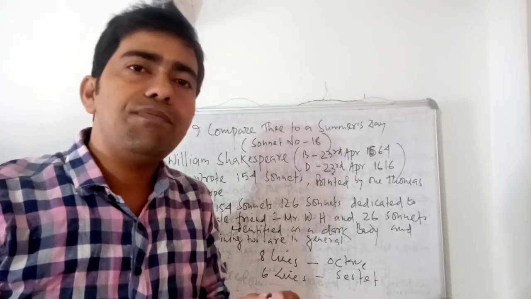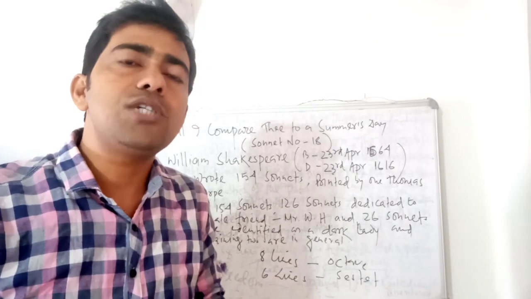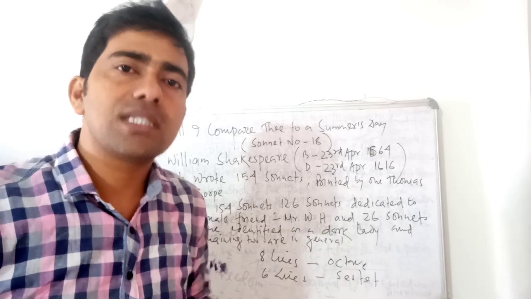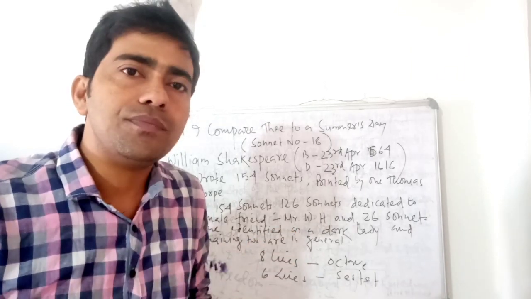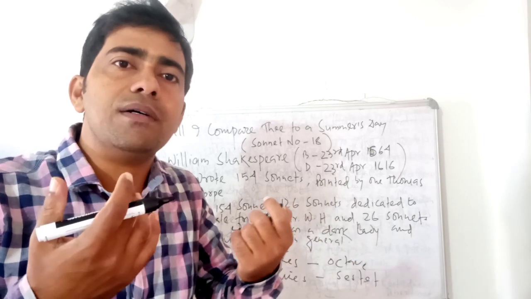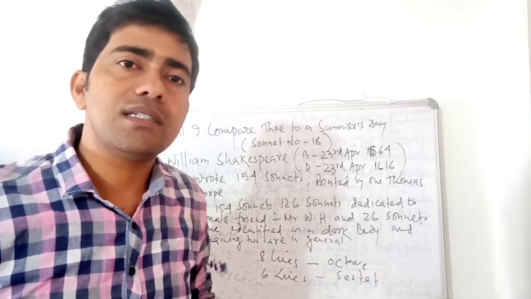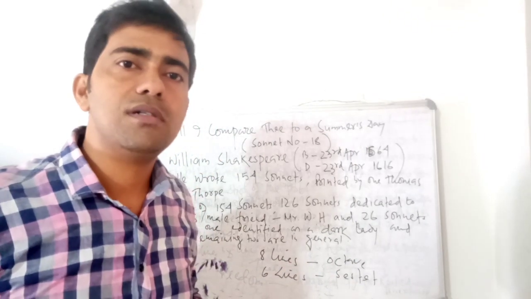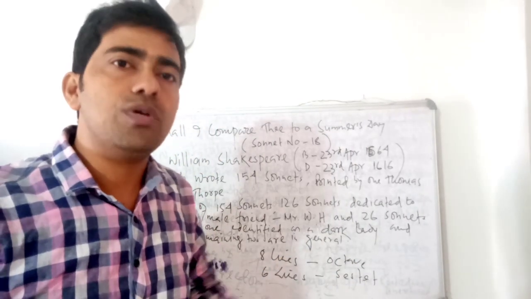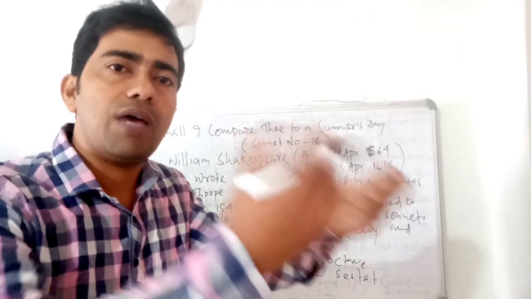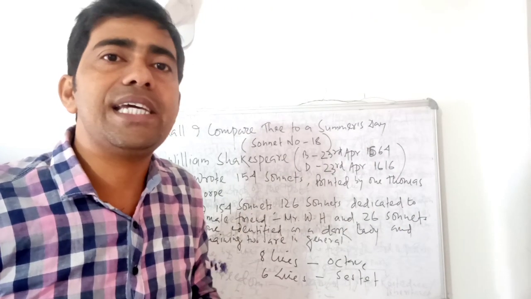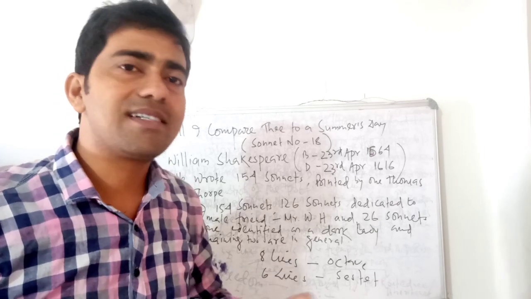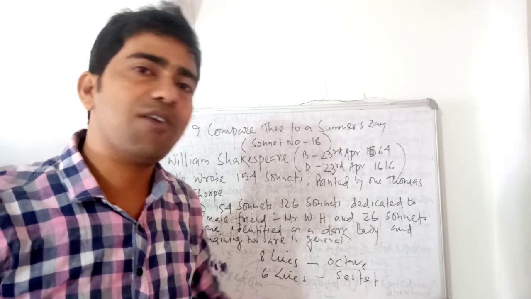So the octave consists of the idea, the introduction, the problem of the subject matter of the sonneteer, and the sestet tries to give the solution, the proper way out of the above problem, and plays the role of a volta, a turn, as you can say in the Italian language.